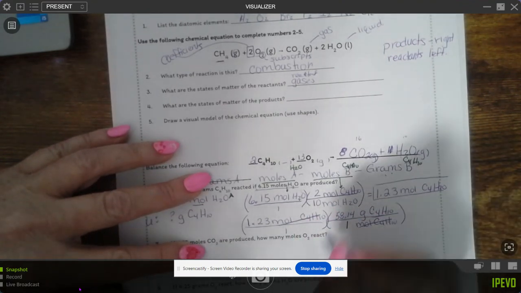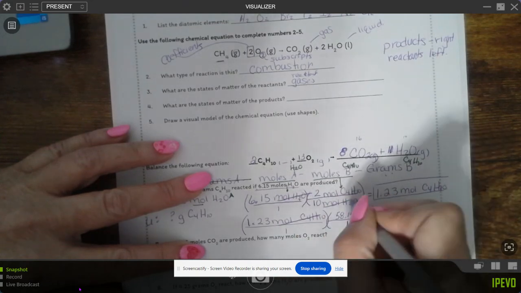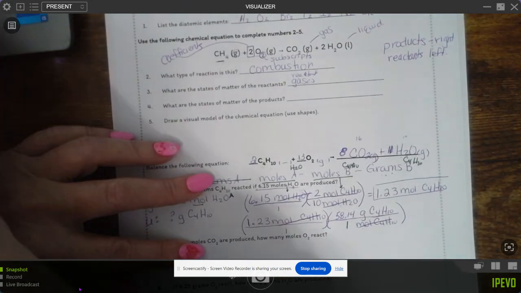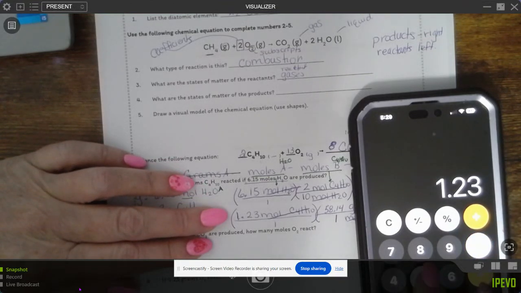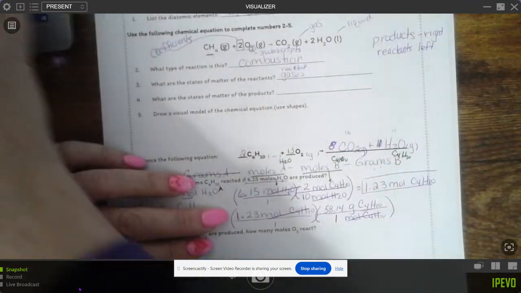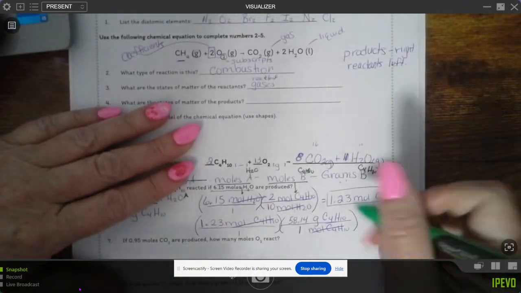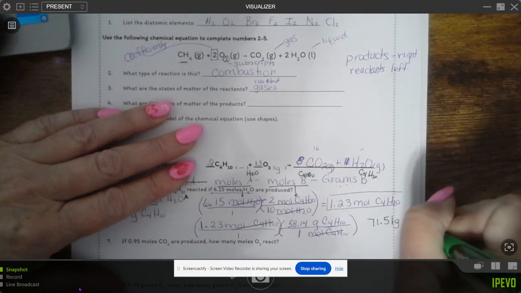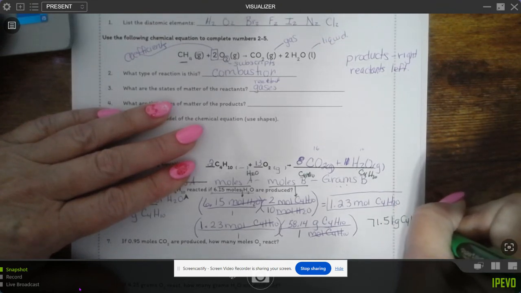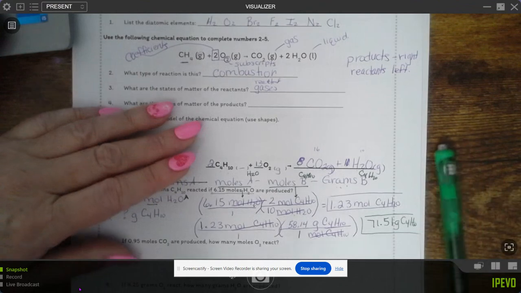Remember, our units cancel. I didn't cancel my units up here, but we should always make sure our units cancel. All right, I'm going to do 1.23 times 58.14. I'm going to get 71.51. That is my answer: grams of C4H10.